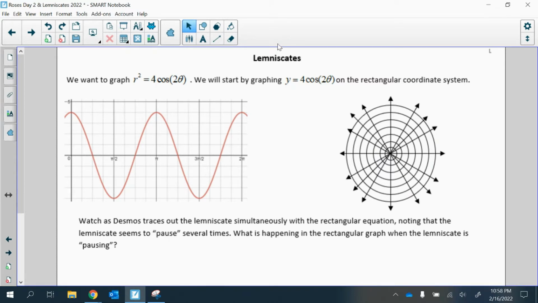So if I graph this, the lemniscate ends up looking something like this when I'm all done. It looks like an infinity, essentially. So what's happening in the rectangular graph when the lemniscate is pausing? Well, that is the case when I have r less than 0.